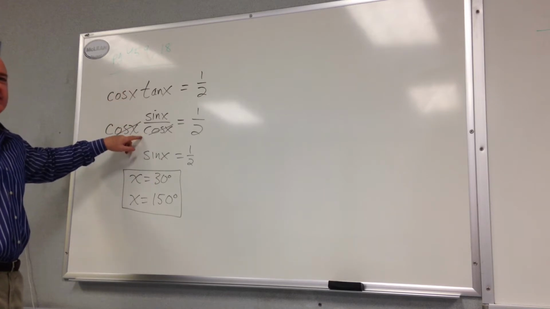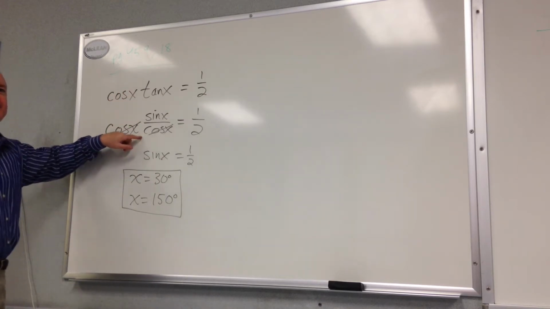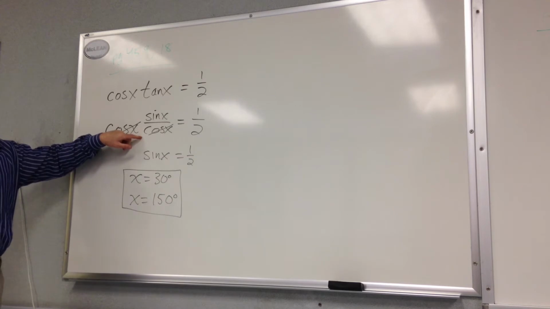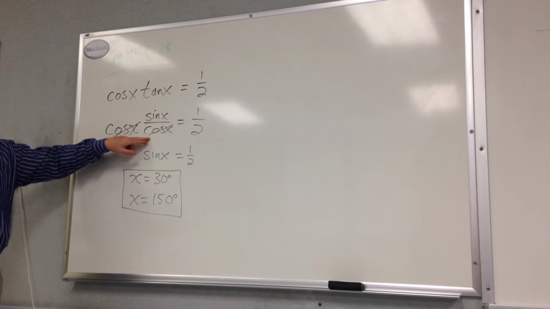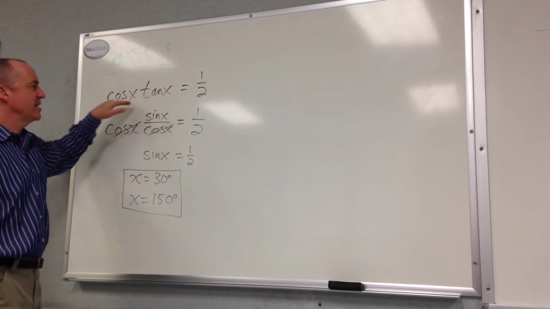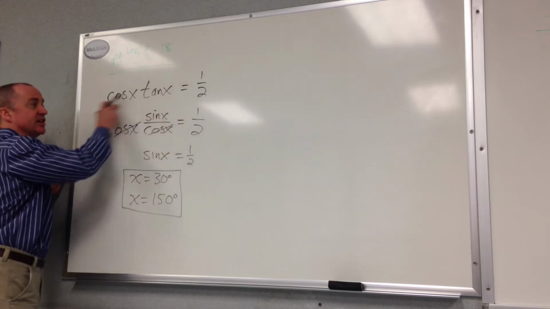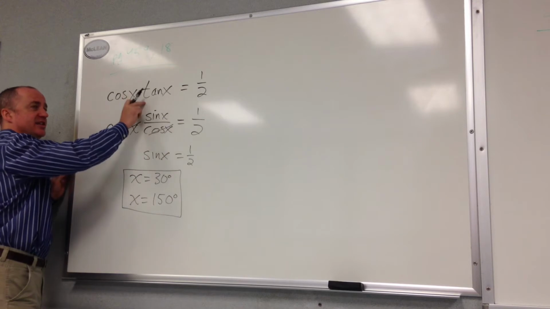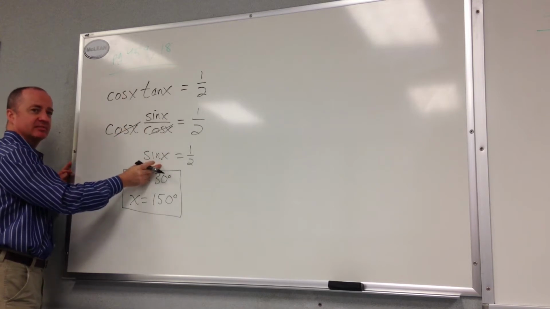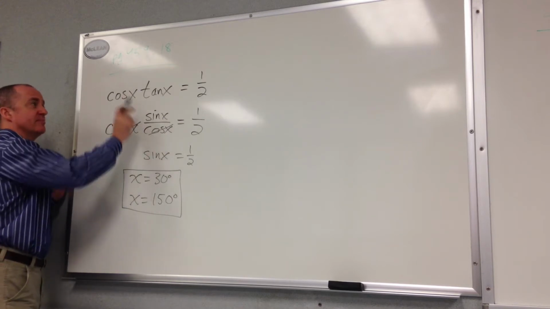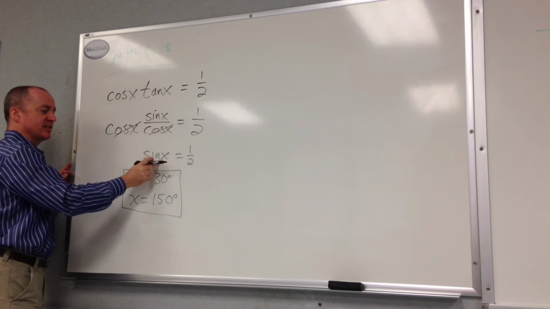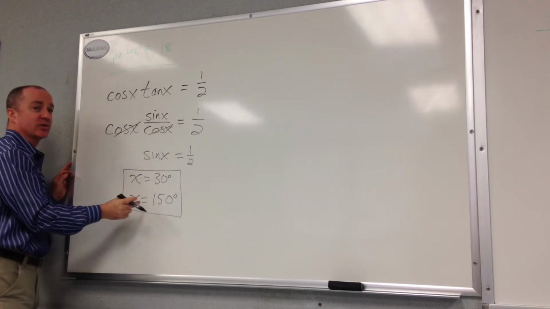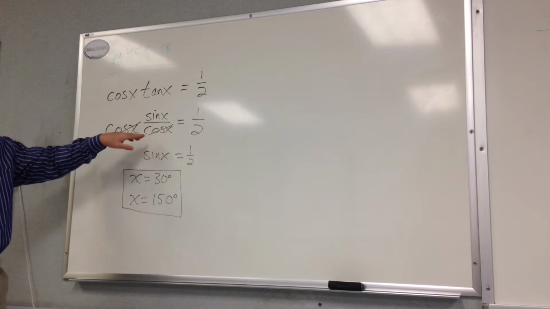What's the cosine of 90 degrees? 0. If you have a 0 on the bottom, you have an undefined expression, right? So at 90 degrees, this is undefined, and this is 1. So is this the exact same thing as this? Not at 90 degrees, no. But is cosine times tangent the same thing as sine at 30 and 150? Yeah, that'll work fine. I don't get a 0 on the bottom.